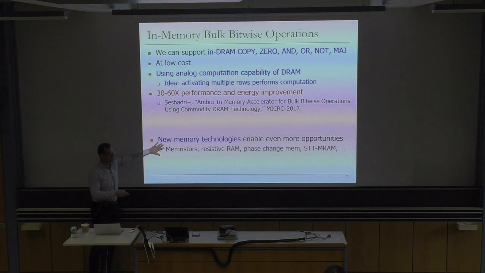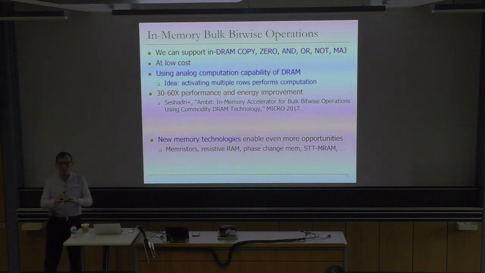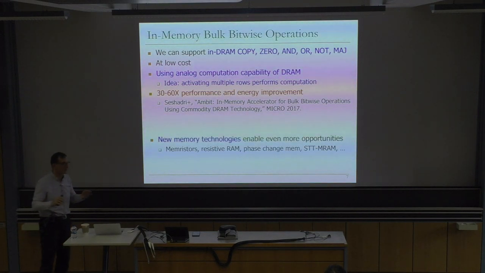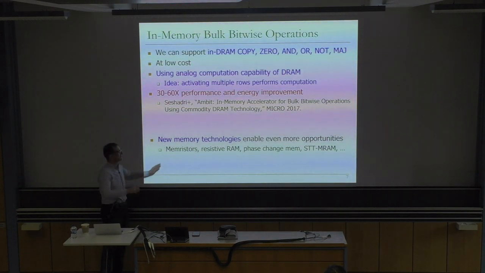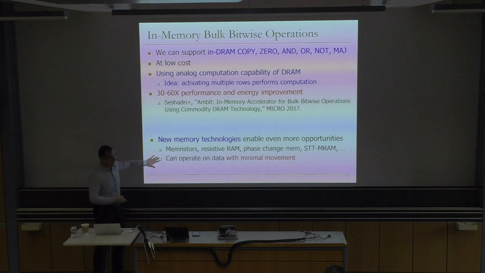Memristors, resistive RAM, phase change memory, or STT-MRAM, these different technologies all have the capability to do some sort of analog computation. This is also called resistive computation. You actually operate based on different resistances, using similar principles. You can, for example, do matrix operations if you have an array of resistive memory. And I think there's another benefit to these technologies. You can operate on data with minimal movement.